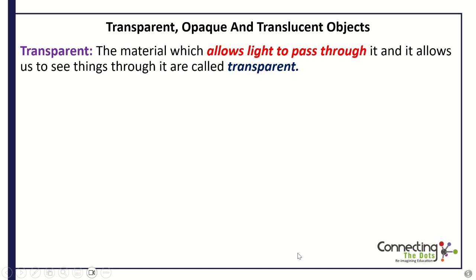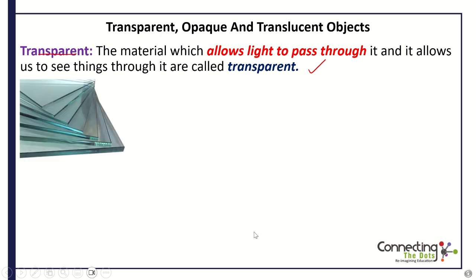Now that we have understood luminous and non-luminous objects, let's understand the various types of objects based on their ability to allow light through them. They are transparent objects, opaque objects, and translucent objects. Now, what are transparent objects? The materials which allow light to pass through them, and we are able to see things through them. Such objects are known as transparent objects.